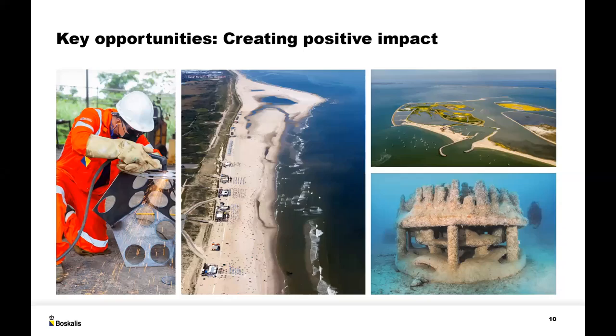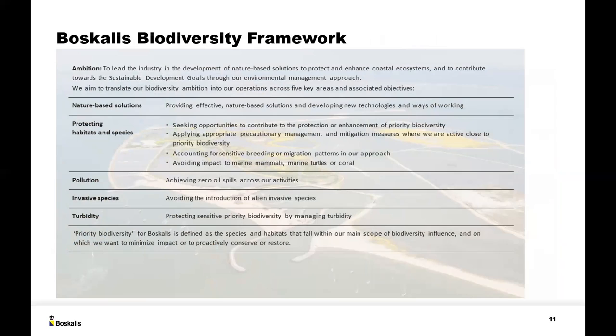So this work, identifying the key aspects of minimizing our negative impact and identifying the key aspects of creating a positive impact, has resulted in the formulation of a Boskalis biodiversity framework, which was presented two weeks ago through our annual CSR report. And this focuses on these two aspects. So from the bottom up, reducing the negative impact and going more upwards, creating a positive impact through the application of nature-based solutions and the inclusion of habitat restoration into our work.